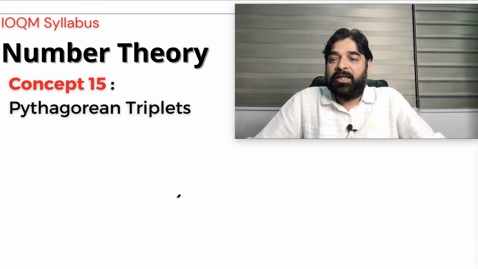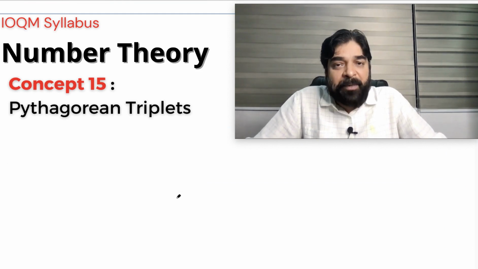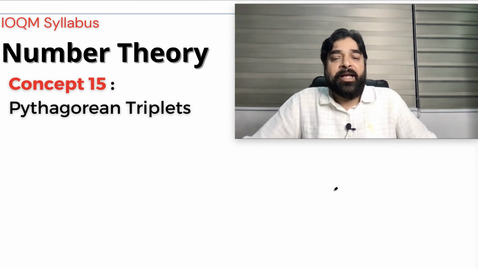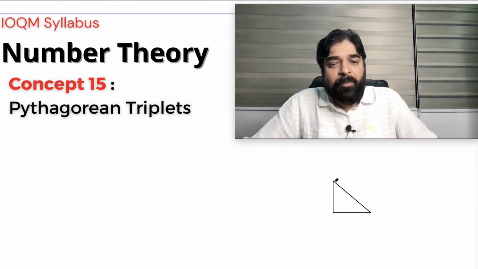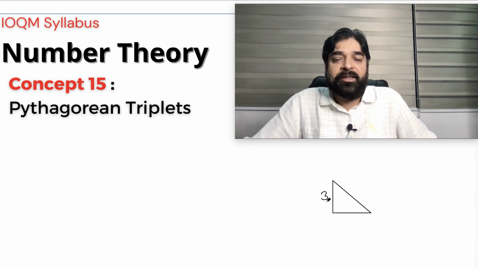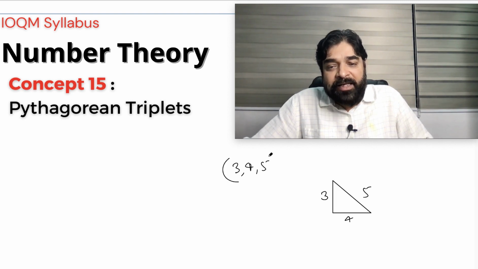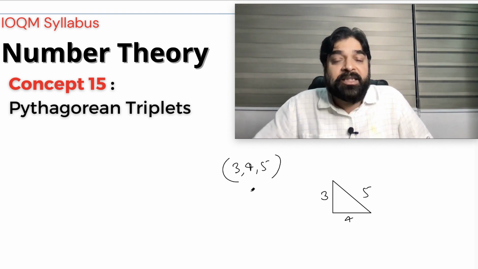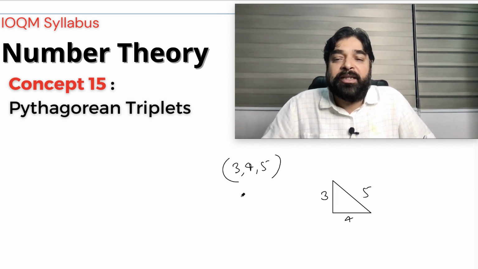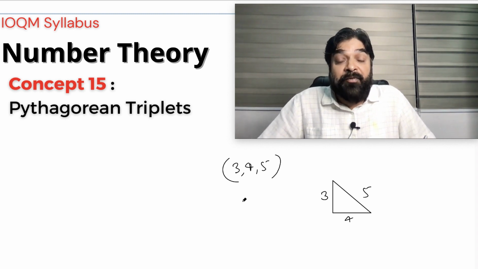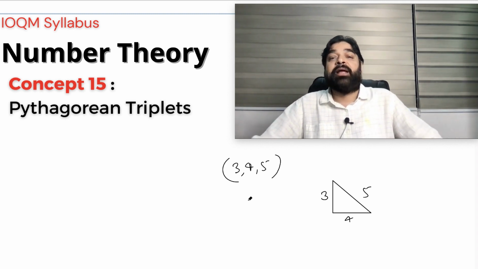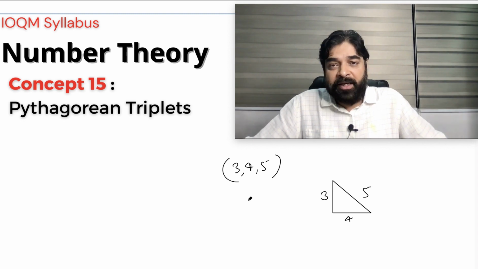Next is the last one, Pythagorean triplet. The name itself is saying, if you take the Pythagoras theorem, I hope all of you know. Suppose a triangle is there, this side is 3, this is 4, this is 5. So this 3, 4, 5 is a triplet, 3 numbers. This triplet is called the Pythagorean triplet. It's very useful for solving different types of questions, right?